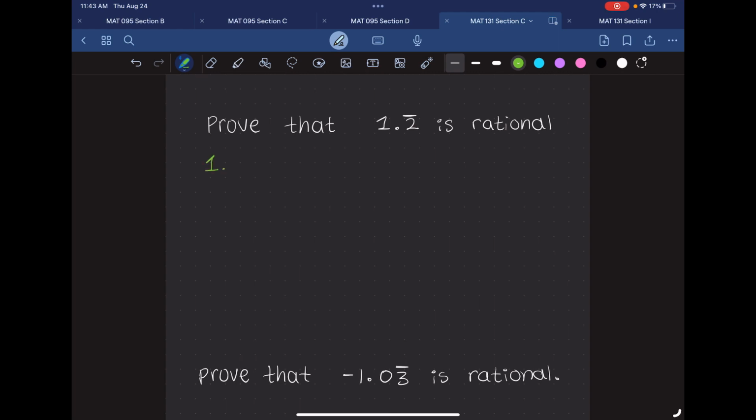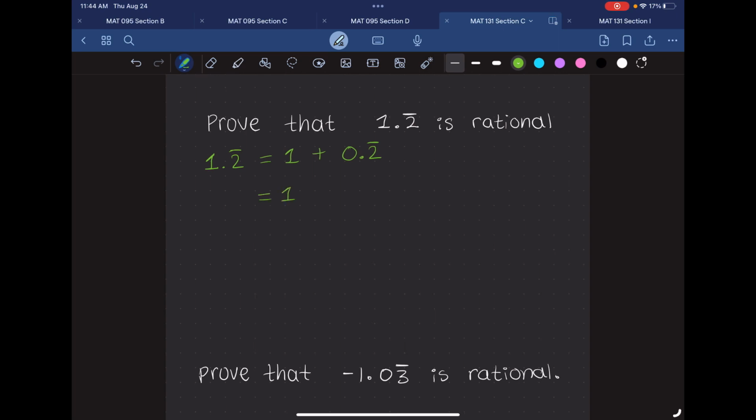So we have 1.2 repeating. We're going to break this up into numbers that we know how to deal with. I know how to deal with 1, and in fact I know that that's a rational number. And I'm going to add it to 0.2 repeating. Well, 0.2 repeating I can write as 2 over 9. And then I can add these together and get 9 over 9 plus 2 over 9, which is going to be equal to 11 over 9. And if you type 11 divided by 9 into your calculator, you will in fact get 1.2 repeating.